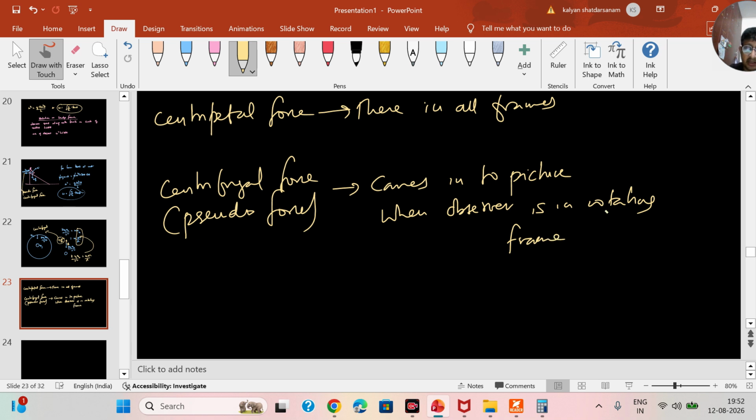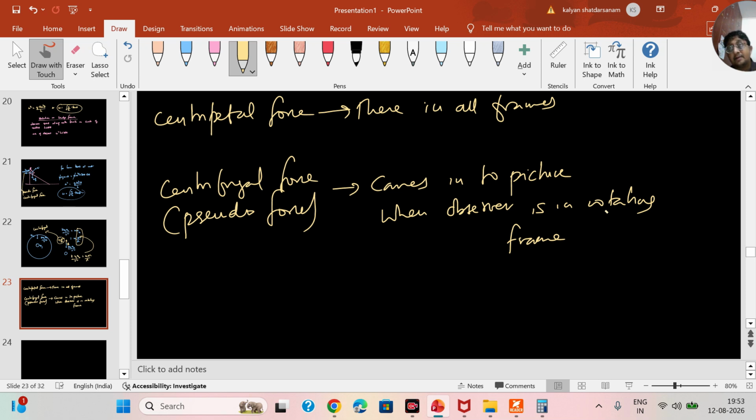Why is it called centrifugal? Centrifugal means away from center. Because if the observer is going in a circle, he is accelerating towards the center. The pseudo force will be opposite to his acceleration, so it's away from the center. So this pseudo force is called centrifugal force. It comes into picture only when the observer is in a rotating frame. If he is in the ground frame, there is no centrifugal force.